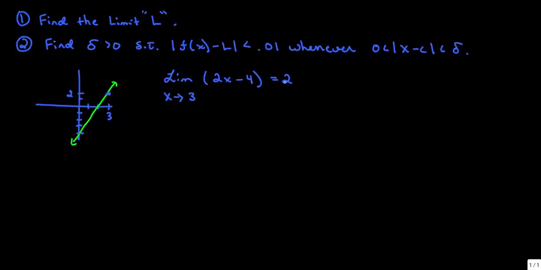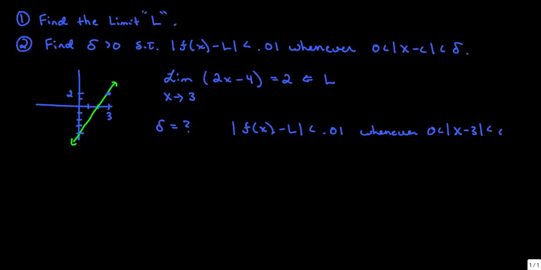So now what we're going to do is find a delta. This is the easy part, our L value. By the way, this 2 is our limit value, our L value. So here's what we need to do. We need to come up with a delta. We don't know what that is, but we need the following to be true. We need the function f of x minus the limit to be less than 0.01 whenever our x values minus 3 are less than that delta value.